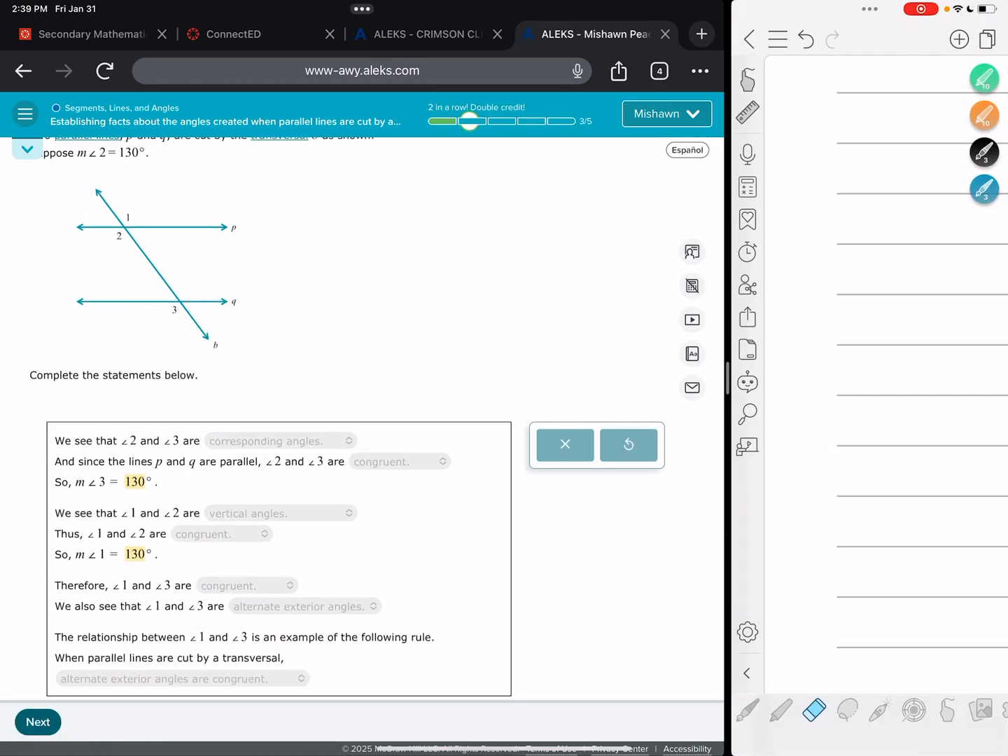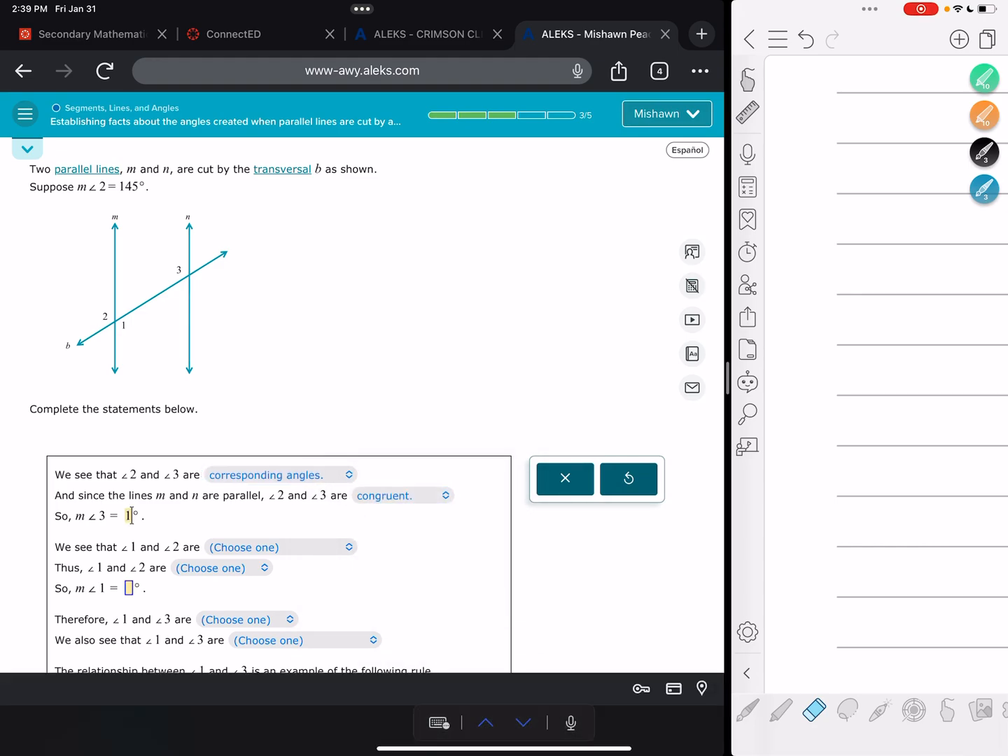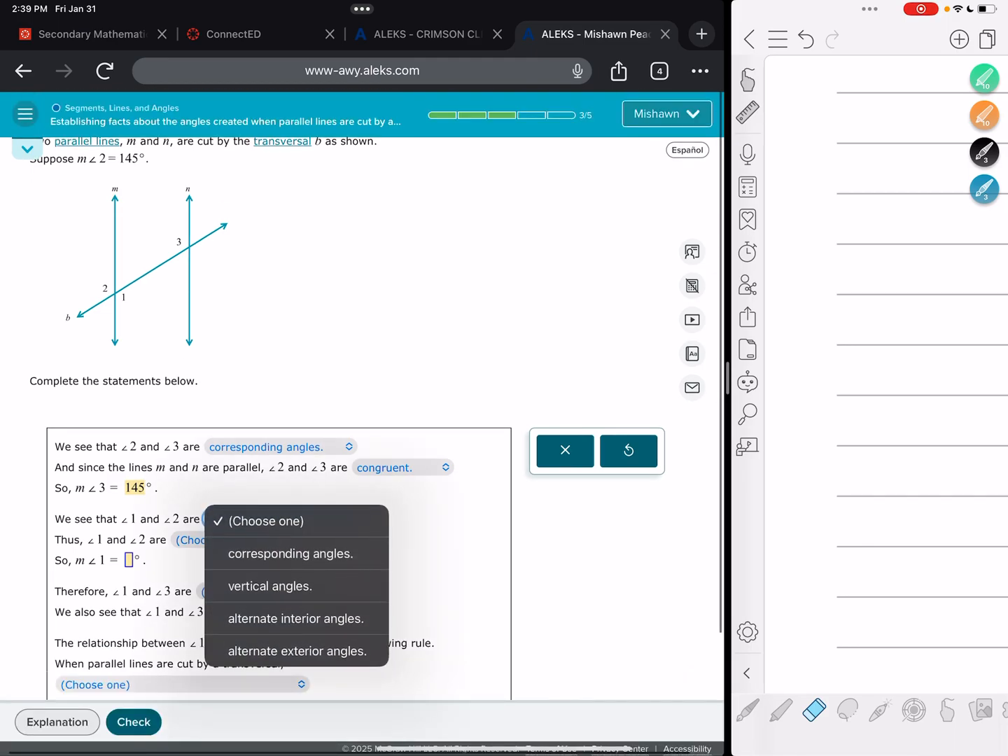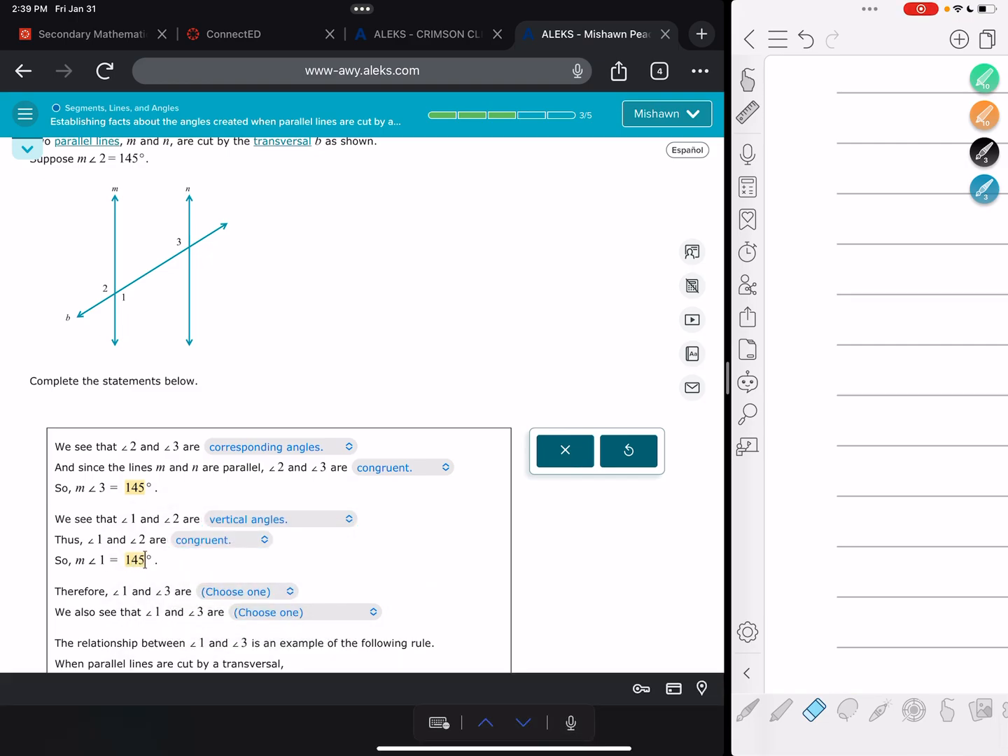Doing this one last time for this last one, I can see that angle 2 and angle 3 are again corresponding angles, and that means that they're congruent. So angle 3 is 145 degrees. Angle 1 and angle 2 are across from each other, so they are vertical. Thus, angle 1 and angle 2 are again congruent, leaving me that this angle 1 is also 145 degrees.